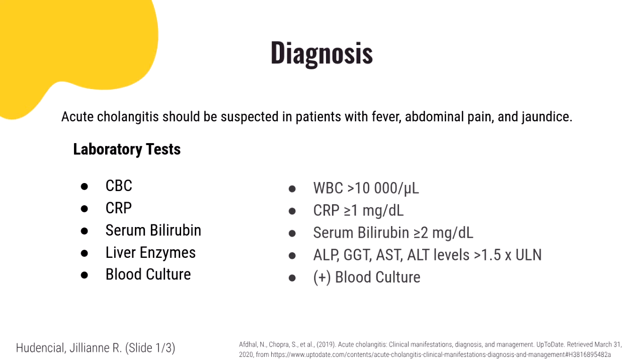Leukocytosis with predominance of neutrophils, CRP of greater than or equal to 1 milligram per deciliter, and an elevated serum bilirubin, ALP, and GGT, which signifies cholestasis. AST and ALT may also be elevated in the early stages, wherein pressure on the liver cells is the main feature and the lab results may resemble hepatitis. A positive blood culture for enteric organisms may also be seen.